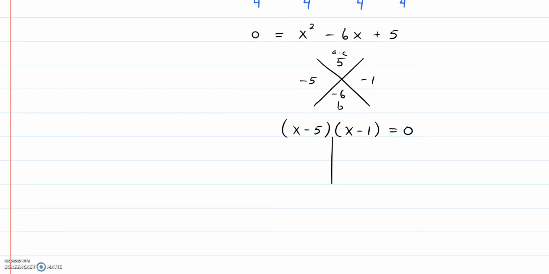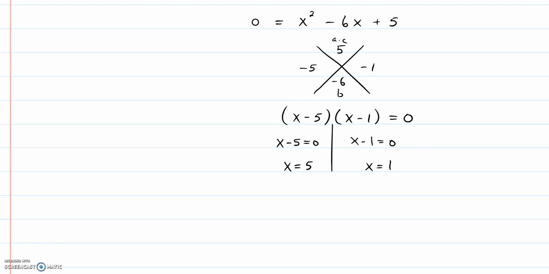So again, we're going to set each piece equal to 0. We have x minus 5 equals 0, which implies that x is equal to positive 5. Remember, just move the negative 5 over, and we get x equals 5. The same thing for this term here: x minus 1 equals 0. I take the negative 1 and move it over, and that gives me x equals 1. So I have two possible solutions, and keep in mind that these are not technically our answers.